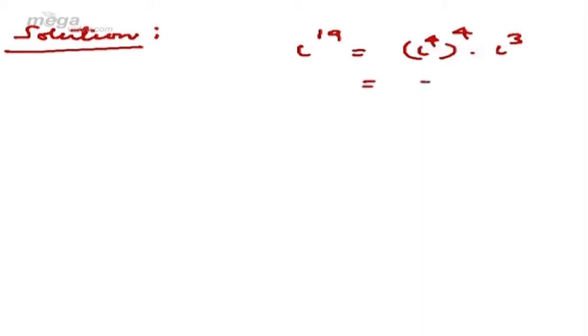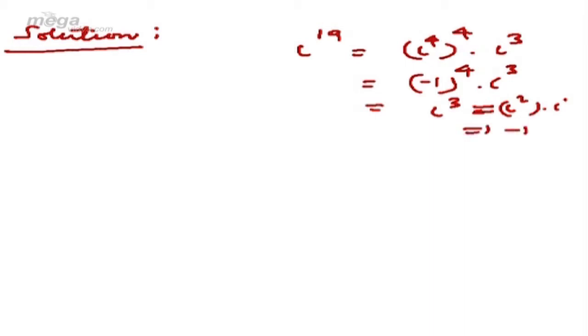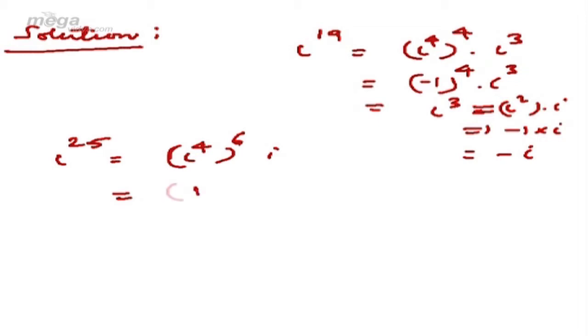That is (minus 1) to the power 4, that is i to the power 3, and it will become i cube. Further it can be written as i square into i, and i square is minus 1 into i, then i to the power 19 will become minus i. Now if we write i to the power 25, it can be written as (i to the power 4) whole to the power 6 into i. i to the power 4 is equal to 1, 1 whole to the power 6 into i, that is i.